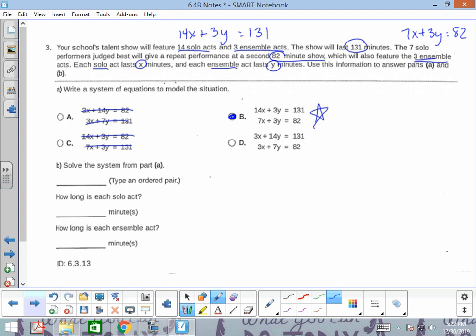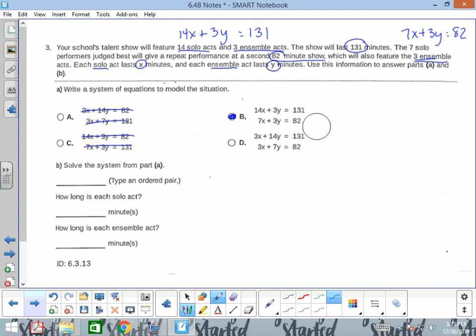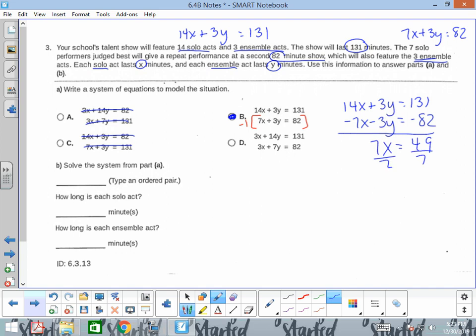All right, now it says solve the system from part A. So we have 14X plus 3Y equals 131, 7X plus 3Y equals 82. So I'm going to take the bottom equation and use the elimination method. I'm going to multiply by negative 1. So the top equation is going to stay the same. The bottom equation is going to be negative 7X minus 3Y equals negative 82. Now, hopefully you can tell I'm eliminating the Y term this time. So when I add them together, I get 7X equals 49. Divided by 7, X is equal to 7.